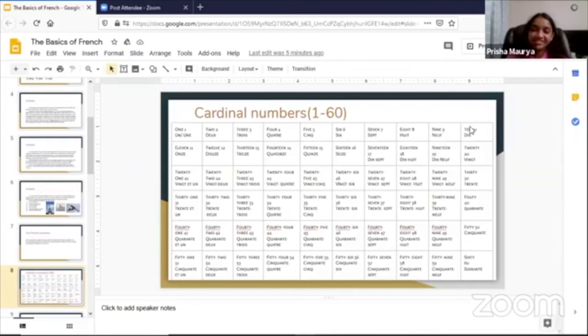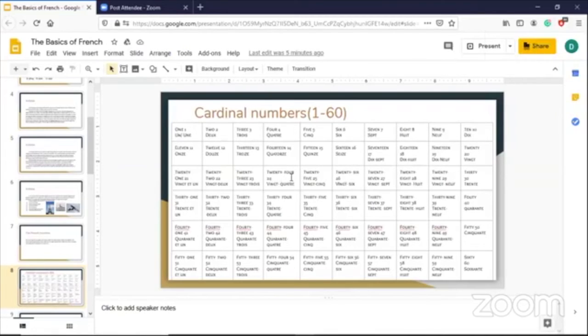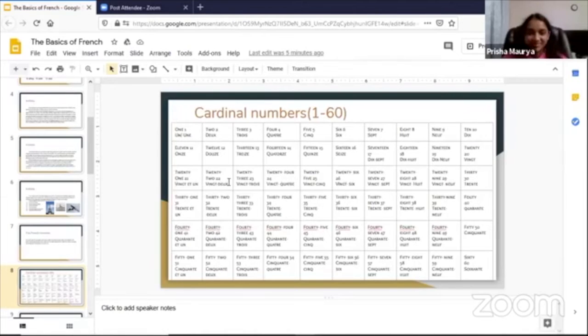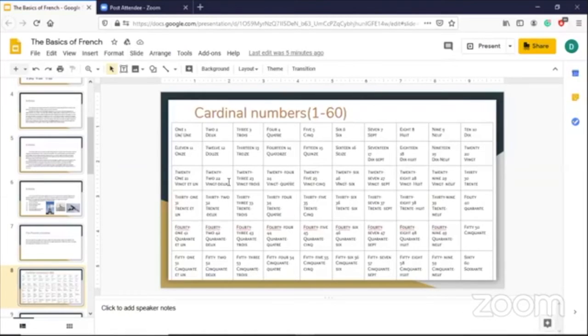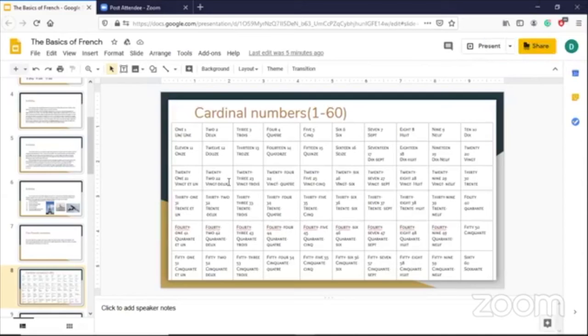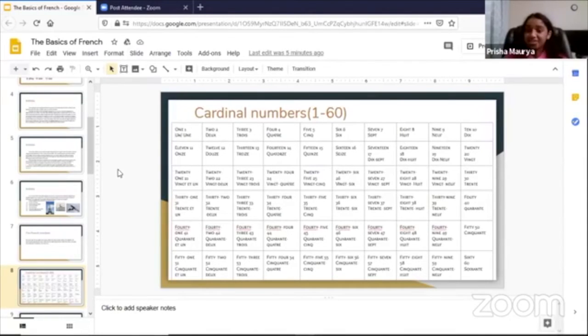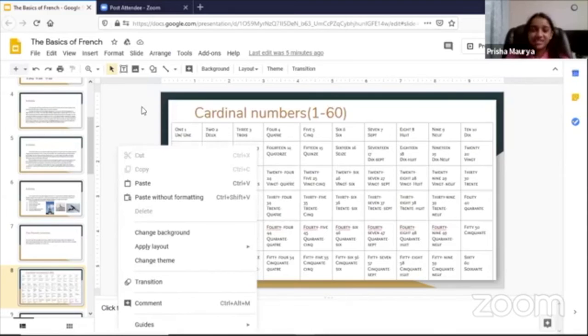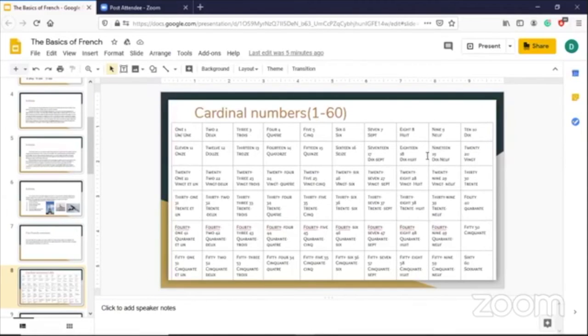You guys want to try? I can give it a go. Onze, douze, treize, quatorze. How do you say 14 and 15? Quatorze and quinze. That was a really good job though. You did the whole thing. It's amazing.